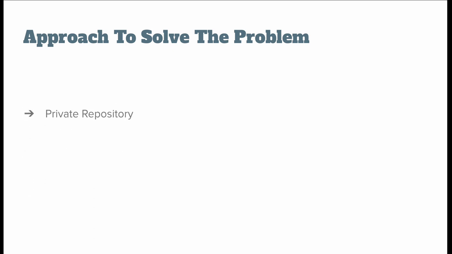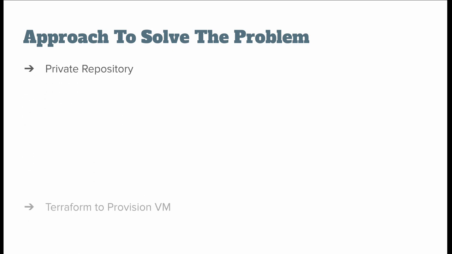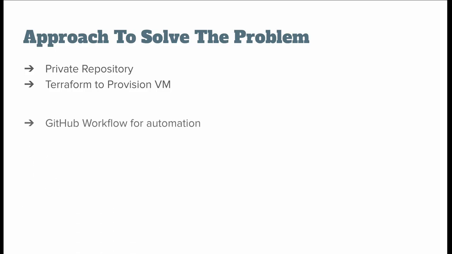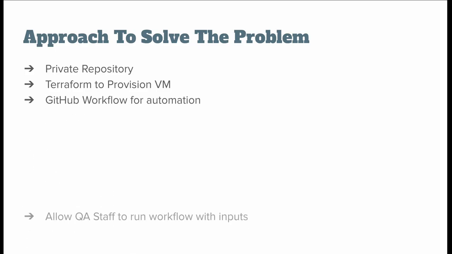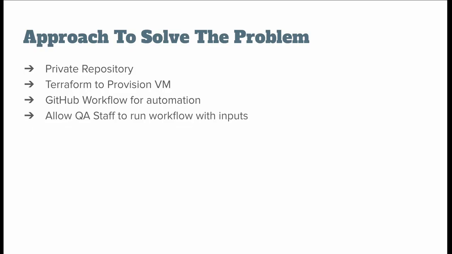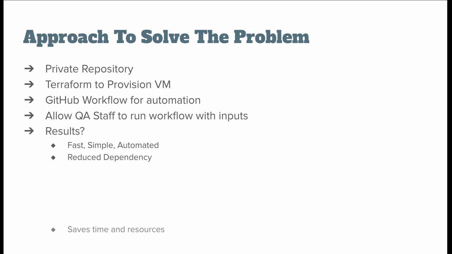My approach is like this. Let's create a private repository, and there we will write Terraform to provision a VM, and we will set up a GitHub workflow for the automation. So a GitHub Action will run this Terraform code to create the VM, and it will provide us the credentials to access the VM.